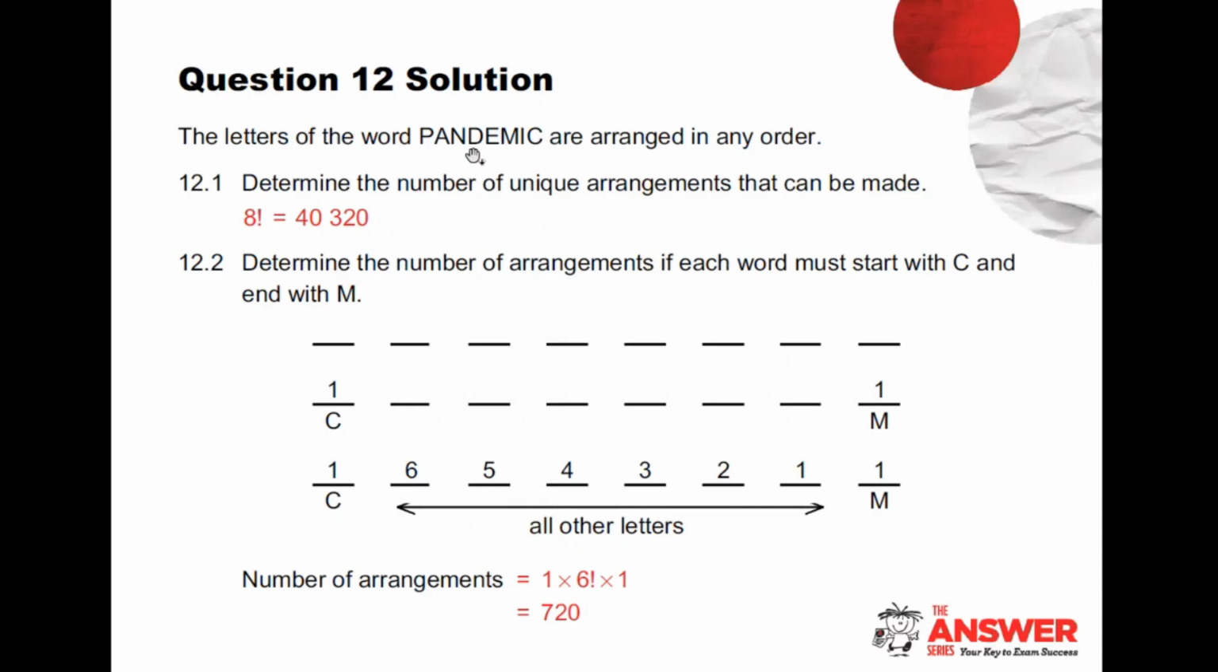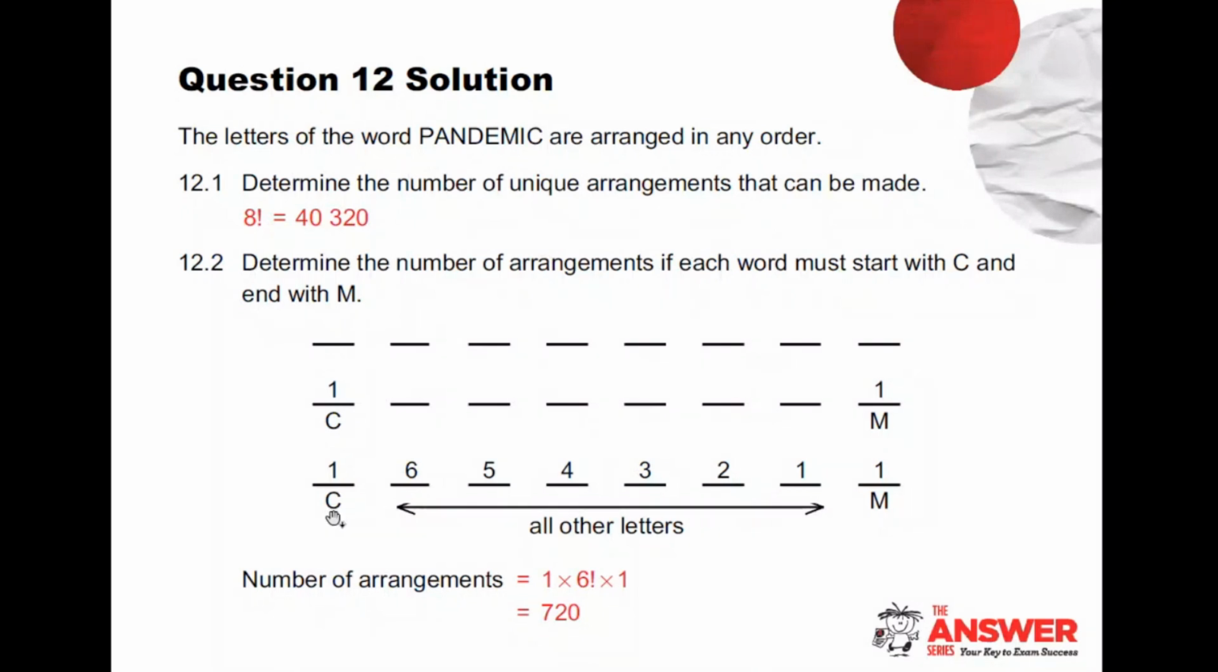So I've got 8 letters, 8 slots. Must start with C. How many C's do I have in the word? Only 1. It must end with M. How many M's do I have in the word? Only 1. How many slots have I got left? 6. What are those 6 slots for? Well, they're for the 6 letters that I haven't used. They're for P-A-N-D-E-I. How can I arrange those 6 letters? Well, they haven't told me any conditions on them. So how many letters can go in the first slot? 6. Then 5, 4, 3, 2, 1.